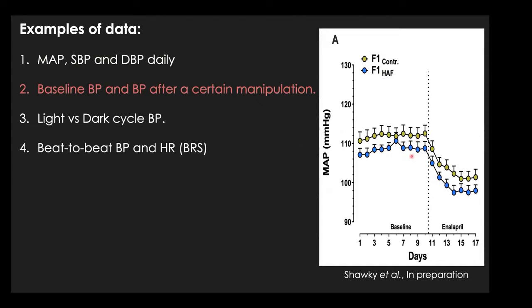For example, here I gave enalapril, which is an ACE inhibitor that does drop the blood pressure. The data was negative. It did not have a different effect on the two groups, but still dropped the blood pressure, and I reported that.